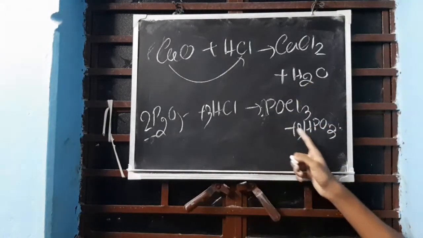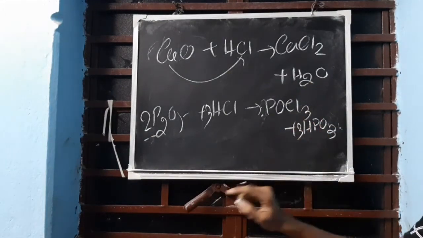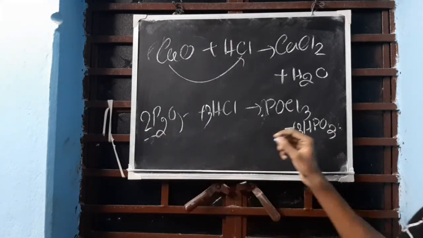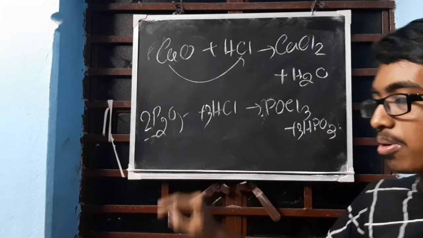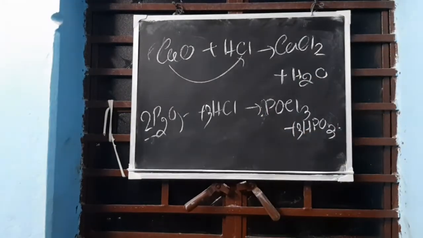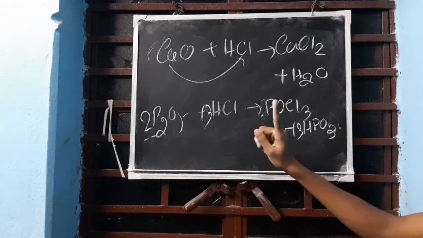So see, 10 can also go from here like 3 into 3 plus 1, 10. Oxygen we are talking about, okay? And here, phosphorus can also be made 4. So that you have to think, analyze and get to it accordingly, okay? So 2P2O5 plus 3HCl forms POCl3.